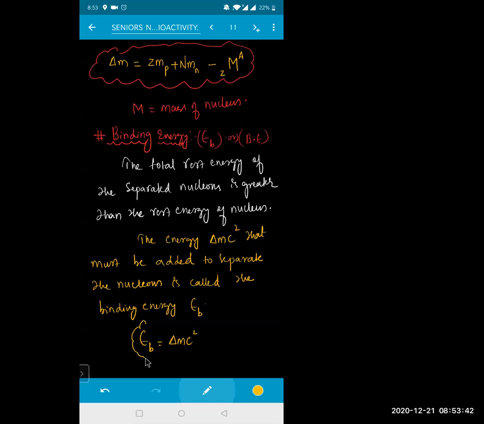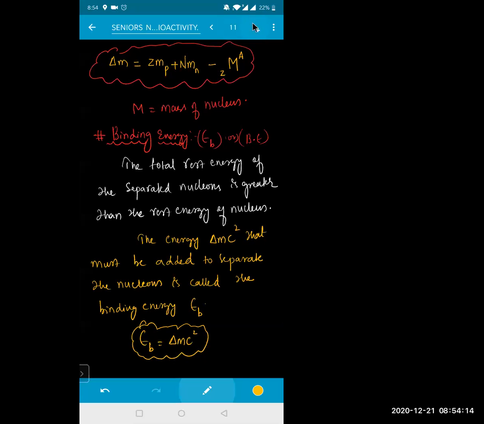ఆ డిఫెక్ట్ నుంచి మాస్ తీయడానికి ఏదైతే ఎనర్జీ యూస్ చేస్తామో that is called your binding energy, that is EB is equal to delta m into c square. Delta m already I know, that I can simplify here. If a certain number of neutrons and protons are brought together to form a nucleus, a certain charge and mass and energy will be released. That energy released is nothing but this binding energy. So you need to add this much energy to bind them. So EB is equal to delta m into c square.